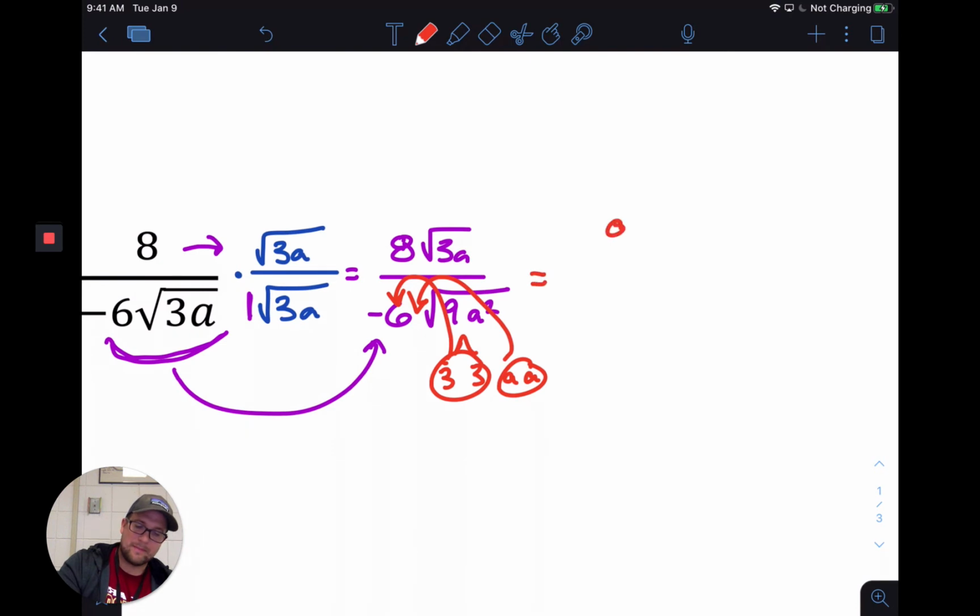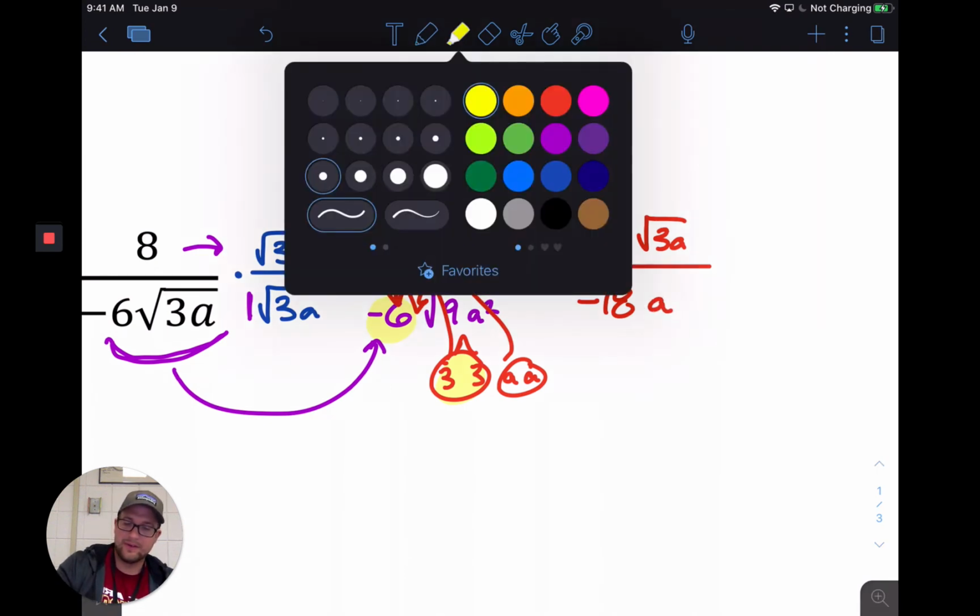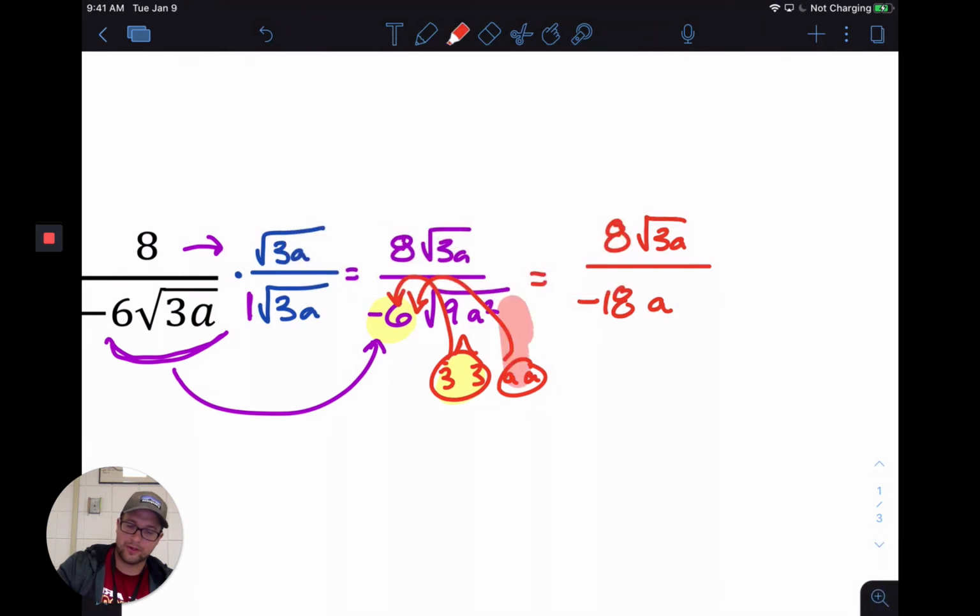So, doing that, my numerator is not going to change yet. And in my denominator, now I'm going to have a 3 out front with the negative 6, so 3 times negative 6 will give us a negative 18. And I'll also have an a out front. And since there was nothing left inside of our square root over here, it all got pulled to the outside, there is no square root left down there.